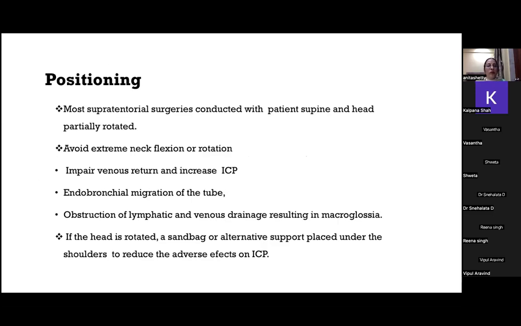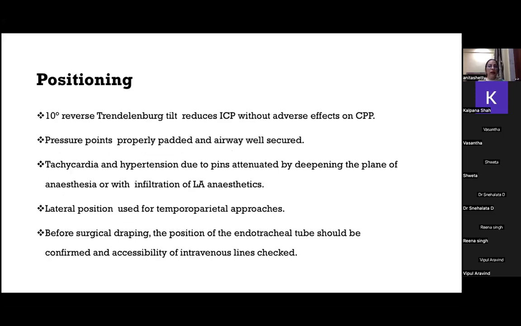As I've told you, most of the supratentorial surgeries are conducted with the patient supine and head partially rotated. One must take precautions to avoid extreme neck flexion or rotation, which can impair the venous return and increase the intracranial pressure. There can be endobronchial migration of the tube, or obstruction of the lymphatic and venous drainage can result in macroglossia. If the head is rotated, a sandbag or an alternative support should be placed under the shoulders to reduce the adverse effects on intracranial pressure.